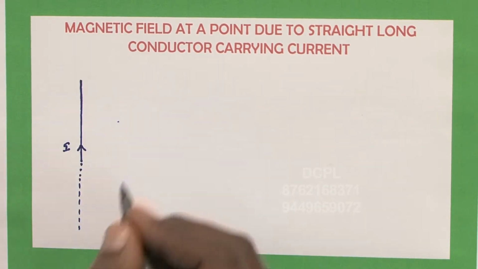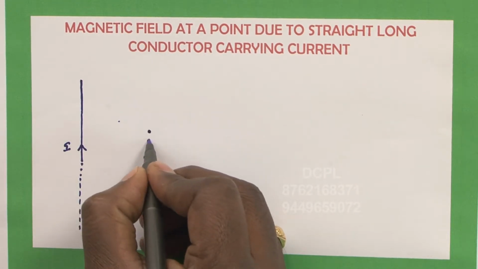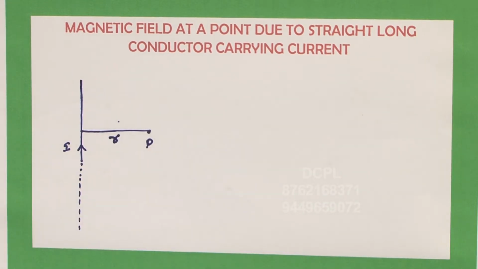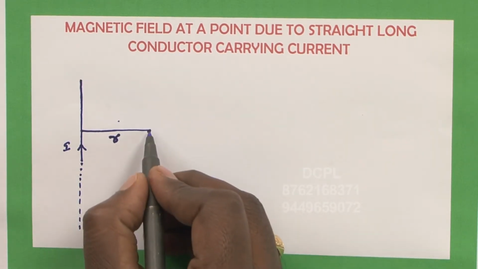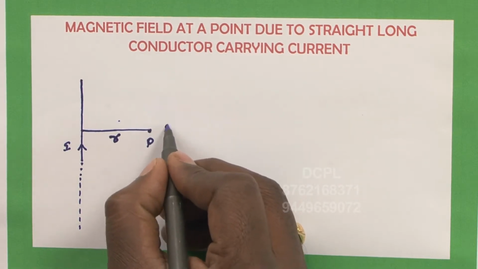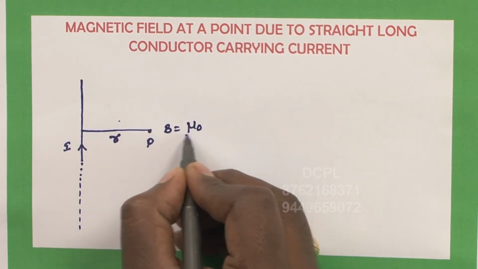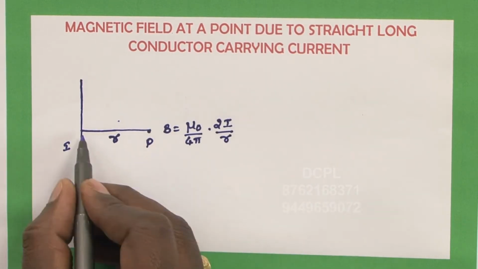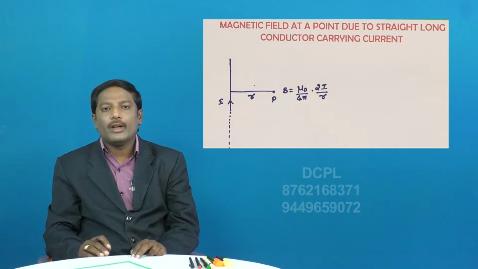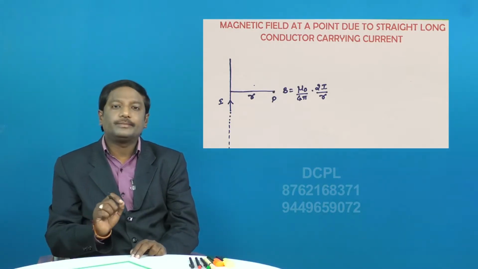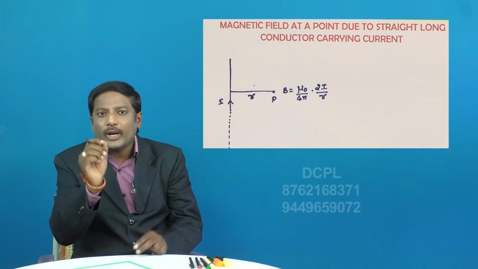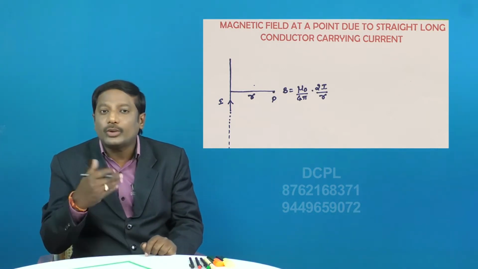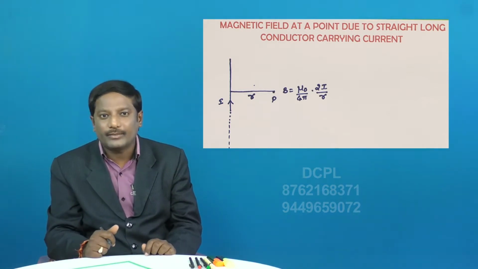Then, the magnetic field at a point P due to this straight conductor, which is at a perpendicular distance of r, is given by mu naught by 4 pi into 2 times I divided by that perpendicular distance r. So, for a very long straight conductor, the magnetic field at the midpoint of that conductor is given by the formula mu naught by 4 pi into 2 times I divided by r.